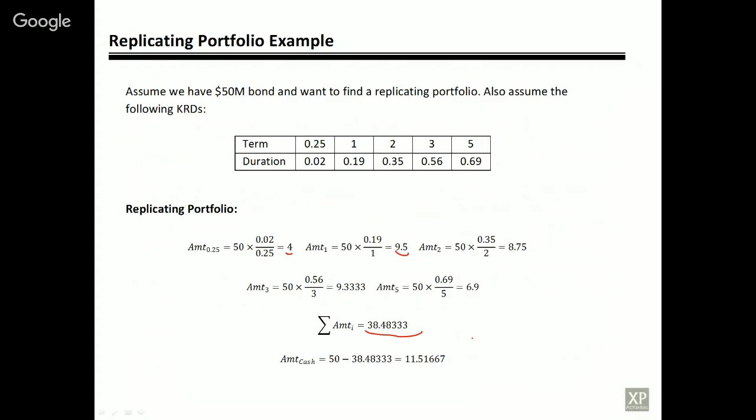Then you have to figure out how much to hold in cash. So you take the amount of your bond minus the sum of your calculated values above. In this case, it's 11. So here you would hold 11.51 in cash. But in other times, say this was 30, for example, well, you'd get a negative number here. Well, if you get a negative number here, you have to borrow that amount in cash.